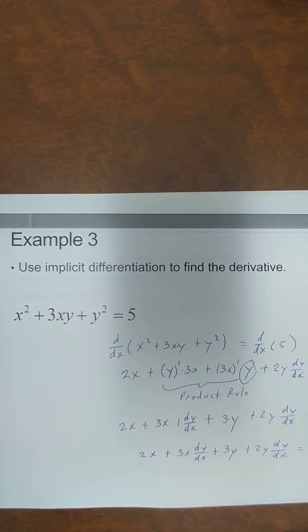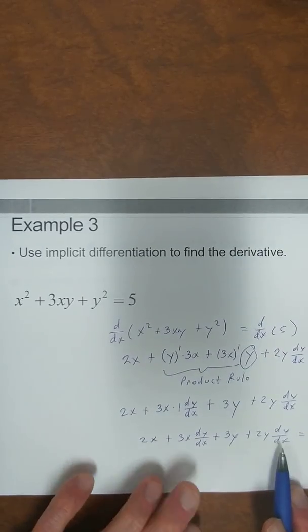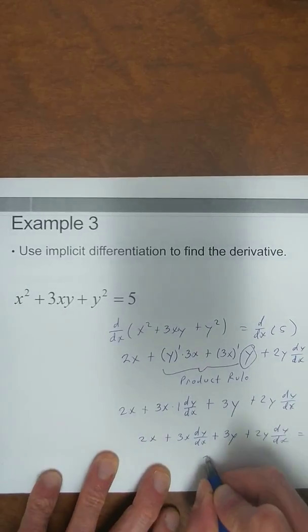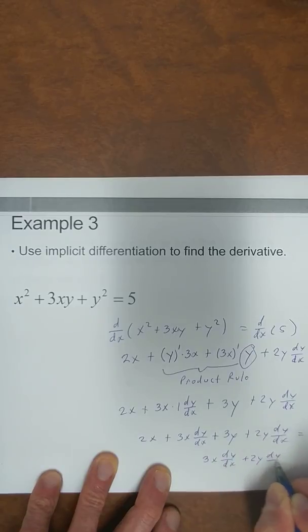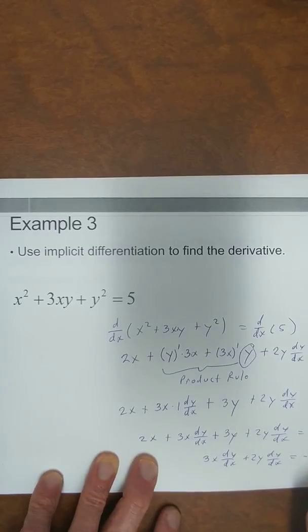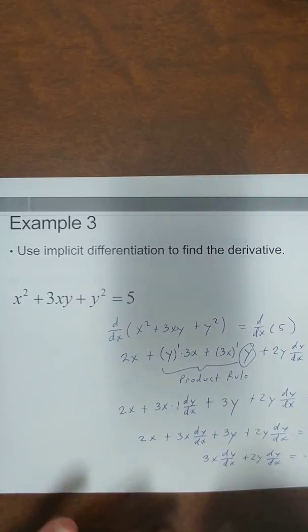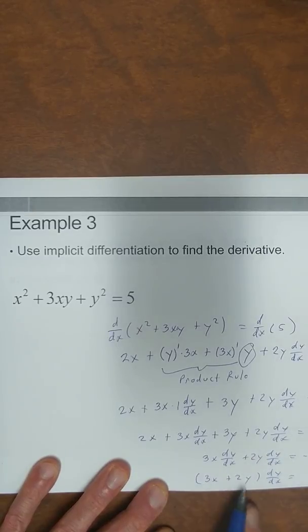Now notice that I do have two terms with dy/dx in them. So what I have to do to solve for dy/dx is isolate these two terms by taking the other two terms over to the other side. So I'm literally going to bring down the 3x dy/dx plus 2y dy/dx. These are the terms that have dy/dx in them. And I'm going to move the other terms to the right side. And this will allow me to factor out a dy/dx from both expressions, leaving 3x plus 2y times dy/dx.